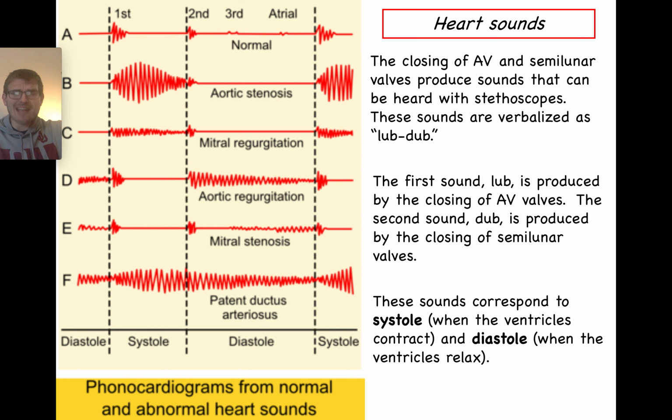So what these sounds correspond to, and we'll become more acquainted with this later on, so if you're not quite on board with what I'm about to say just yet, it's not a big deal, but definitely make sure that you're on board with it by the time that you finish part 3 of this video series. So the first heart sound and the second heart sound correspond to ventricular systole.